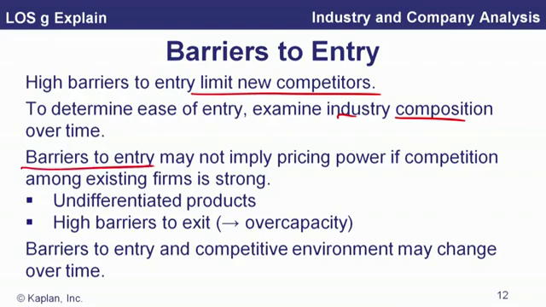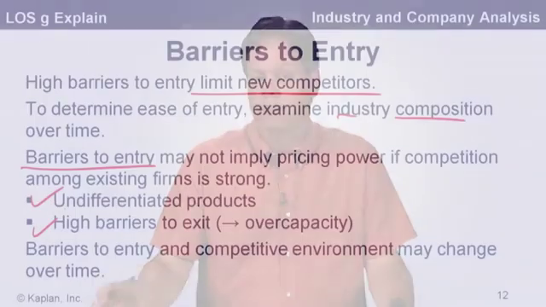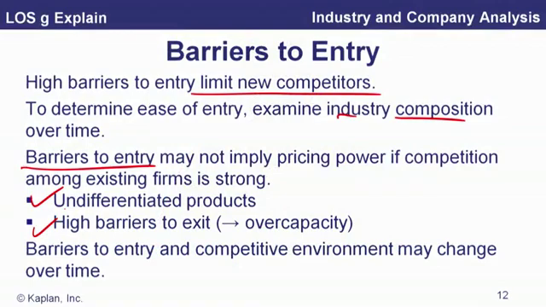Now the barriers to entry, just because they're high, may not imply pricing power if the competition among the existing firms is strong, so if they're selling undifferentiated products or there are high barriers to exit. Right, so there are barriers to entry, there are also barriers to exit. So you've got lots of really specialized assets, and it's hard to redeploy those in another direction. Then even though there's no new competition, the fact that everybody's product looks the same and the barriers to exit are high, well, there may not be any pricing power there. So barriers to entry and the competitive environment, of course, can change over time. So, no gig lasts forever. I had a good friend tell me that. Anyway, and I've come to believe it.